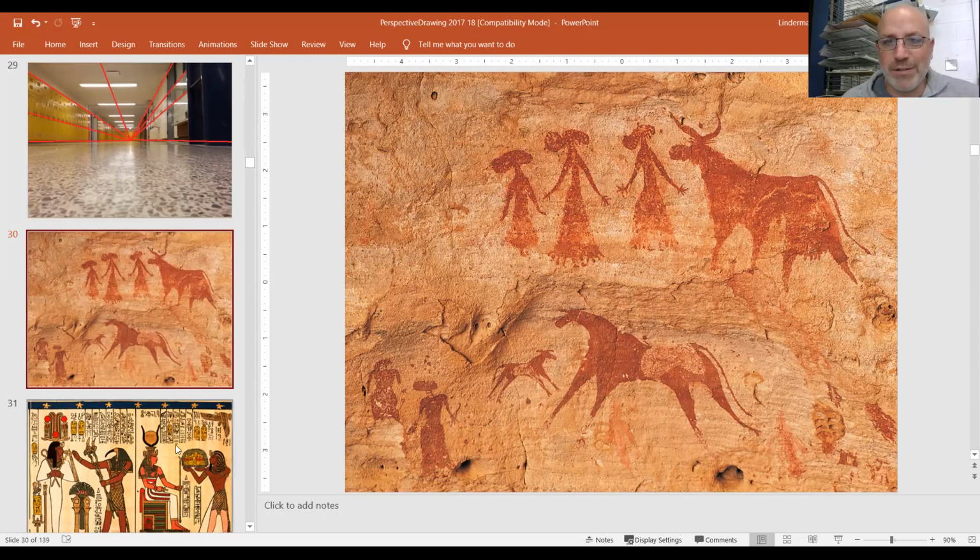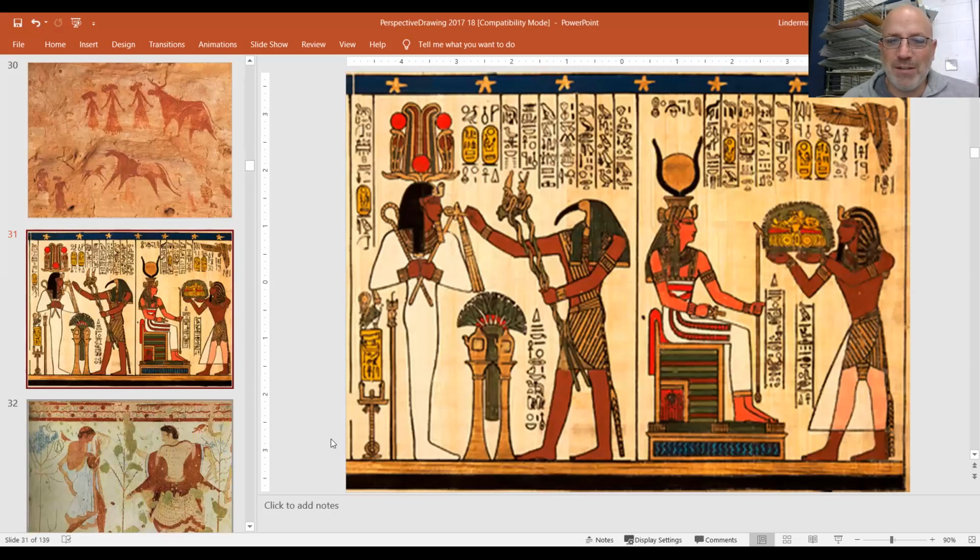Even say 5,000 years ago in Egypt, they were interested in making things look somewhat real, but not super real. There's no real space here. Everything is flat and it's on the same frieze, is what they call it, the same plane, where everything's standing on this frieze composition.